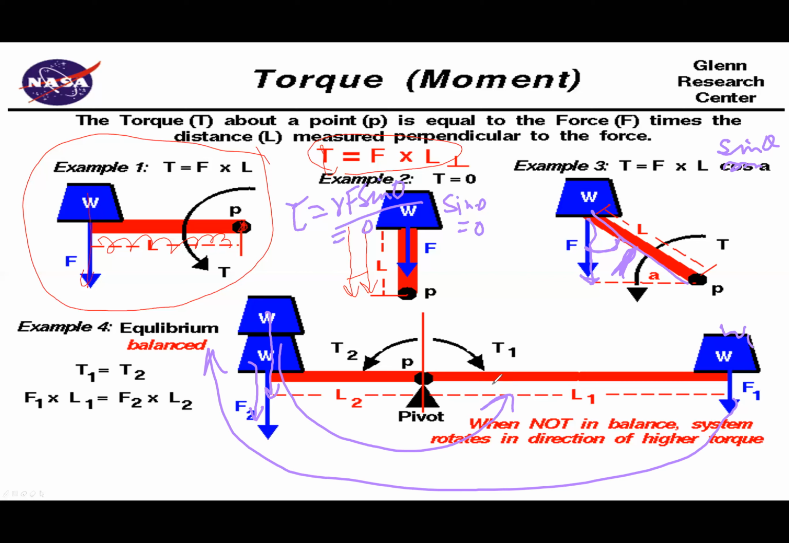When not in balance, the system rotates in the direction of higher torque. If it produces more torque, the body will rotate. If it produces torque equal to the torque of the other body, the body will be in the state of equilibrium. So there are two types of torque, clockwise and anti-clockwise torque.